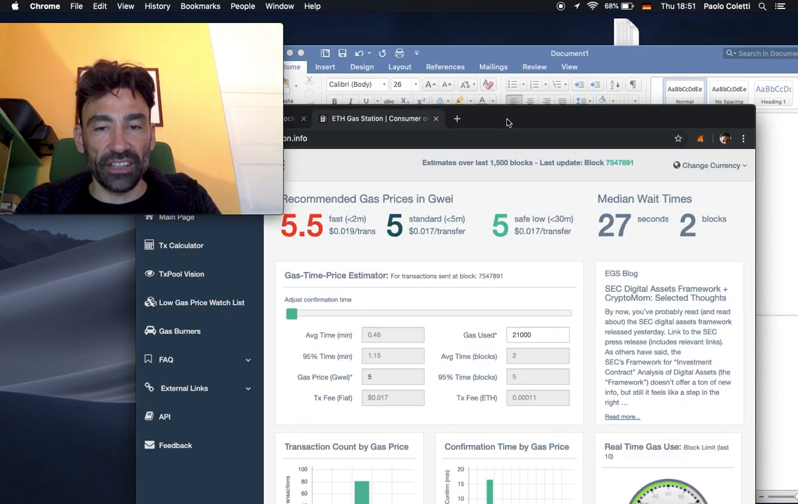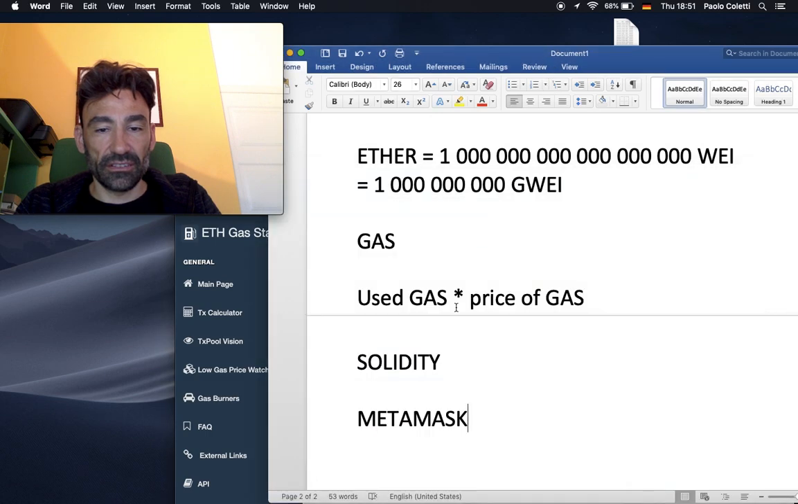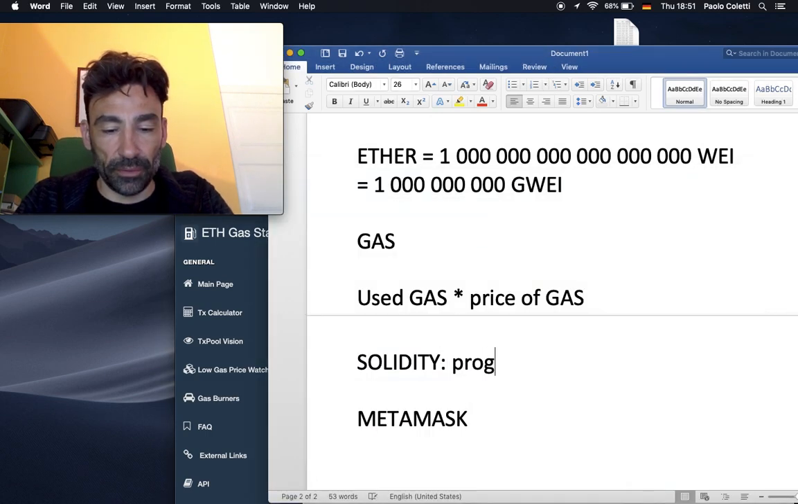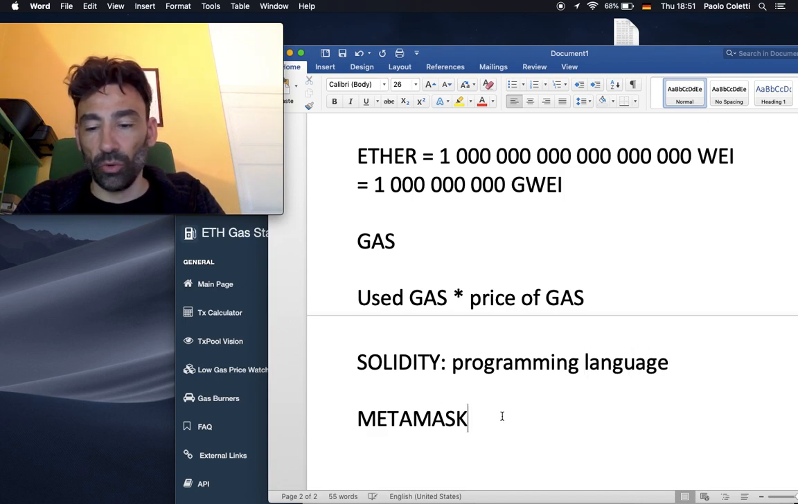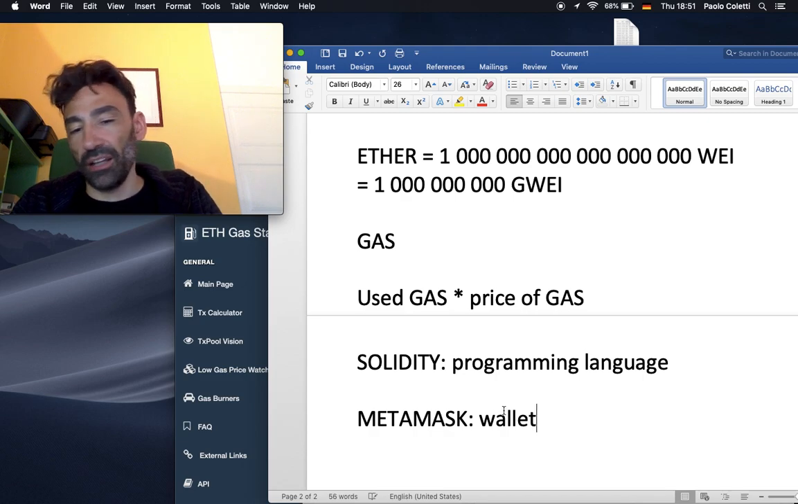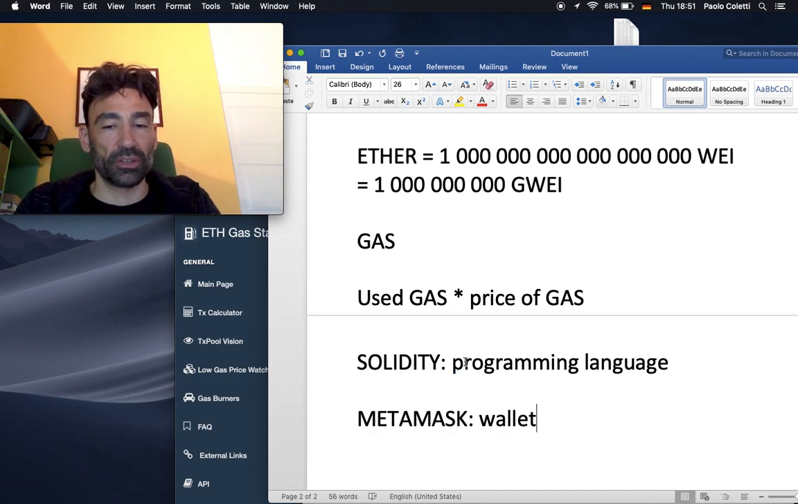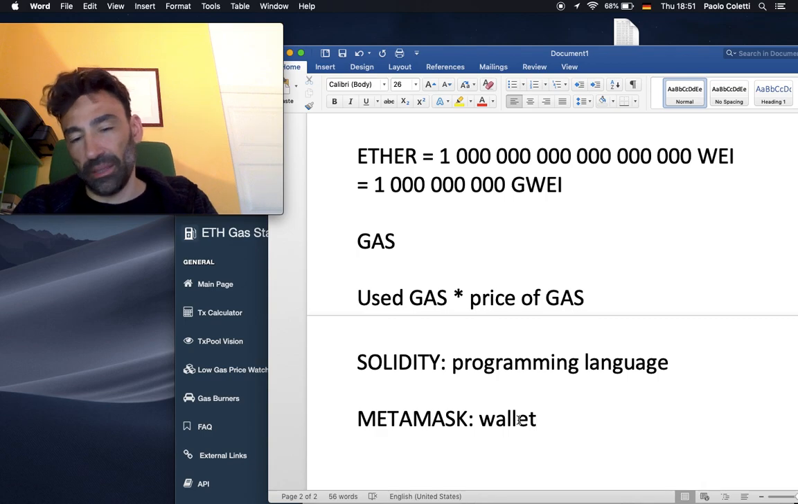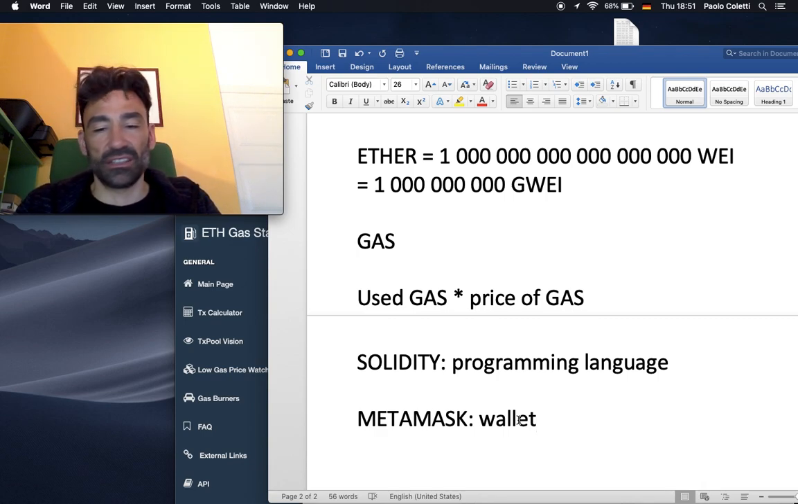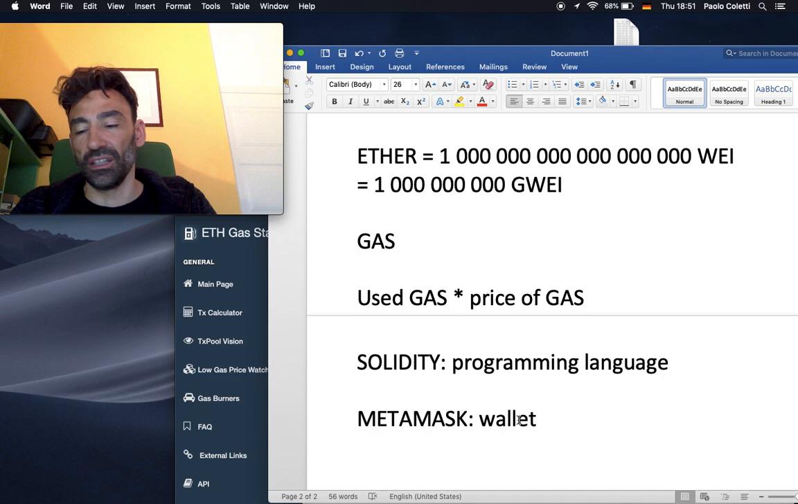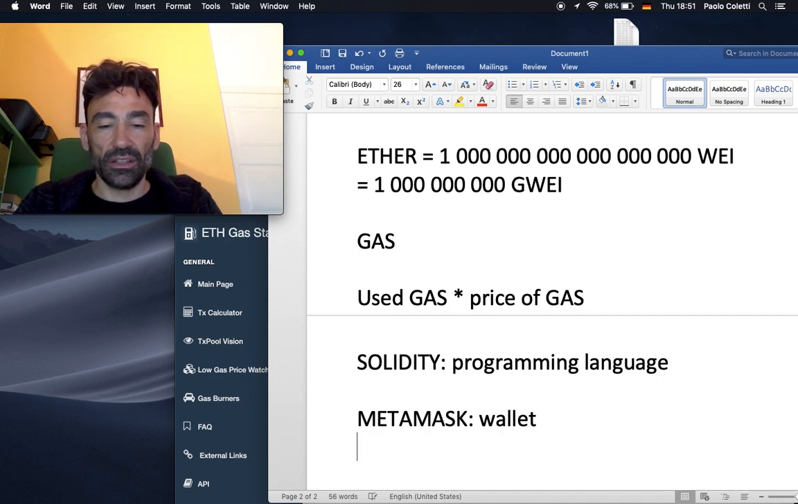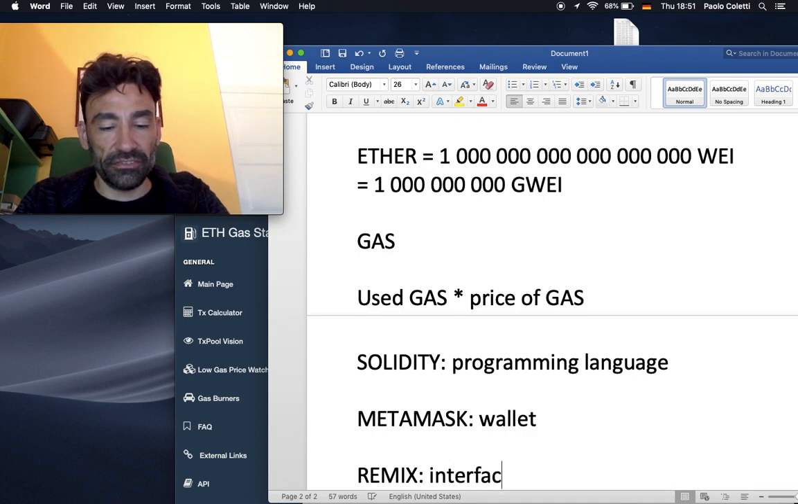And finally, Solidity is the programming language. Okay, MetaMask is the wallet that we are going to use. While Solidity is the only programming language on the Ethereum blockchain, you can use any wallet. MetaMask is very nice, doesn't require any installation, only a browser add-on. And finally, Remix is the interface to write Solidity programs.